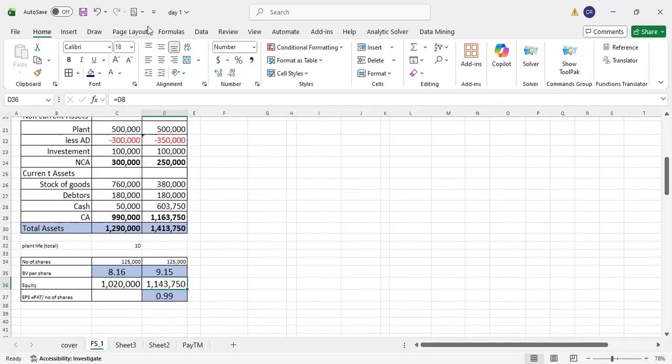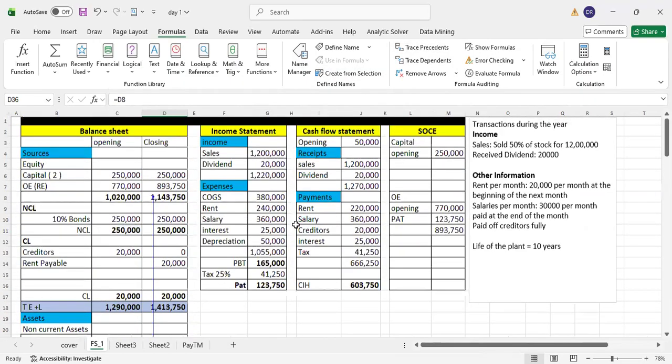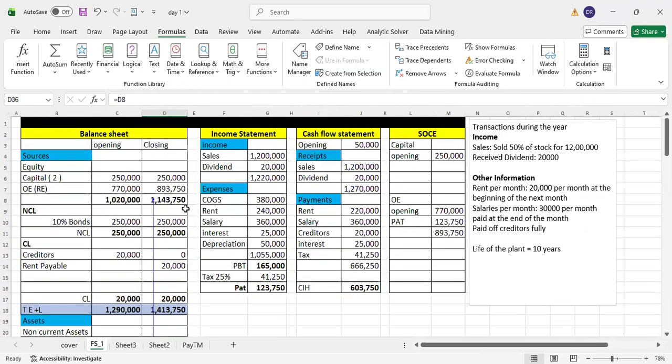Okay, no change in the capital. Equity is equal to capital plus other equity. So other equity has gone up. But why did the other equity go up? The other equity has gone up because of the profit and no dividend. Entire profit has been retained.